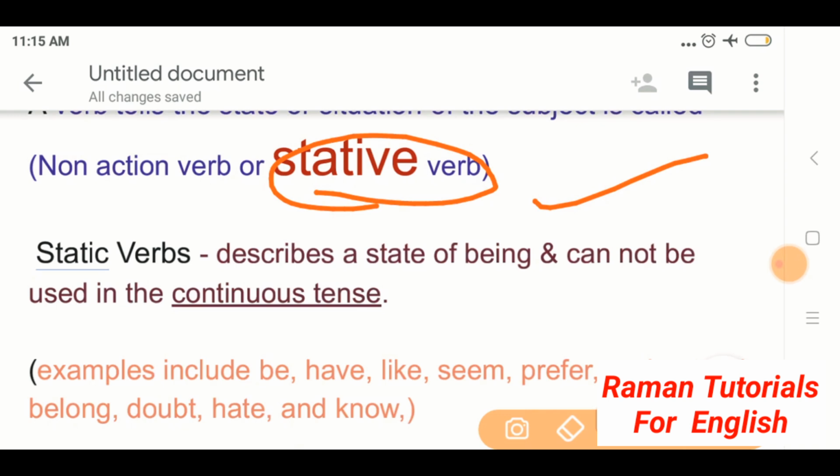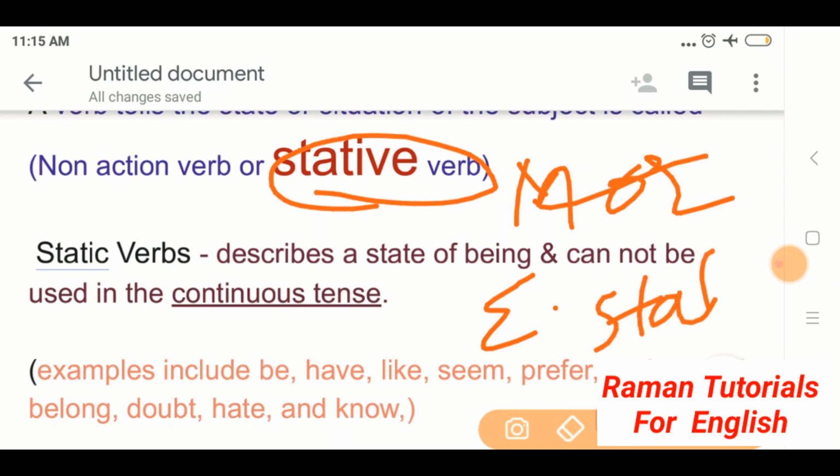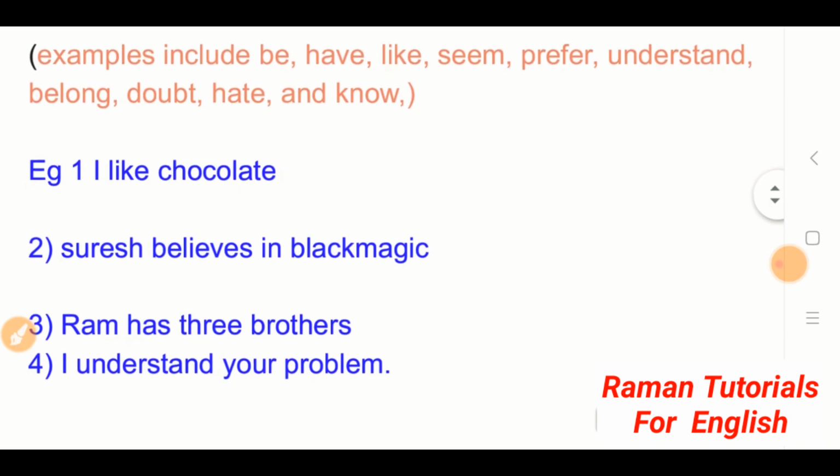It also describes the mental or emotional state of the subject. A stative verb cannot be used in the continuous tense. Examples include be, have, like, seem, prefer, understand, belong, doubt, hate and know. These are some of the examples of stative verbs. So let us see a few examples to understand it.